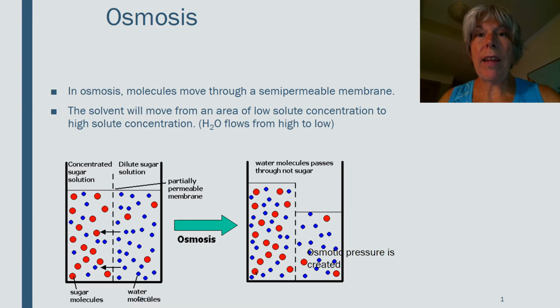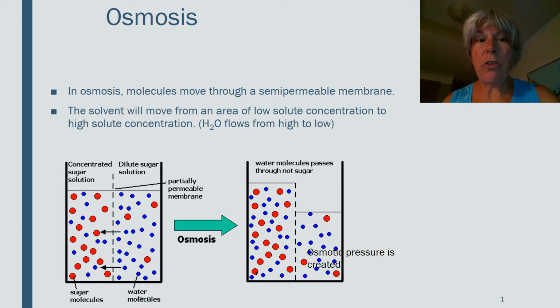A really great example of this is your skin. Your skin is a semi-permeable membrane, and some things can pass through your skin and be absorbed by your body, and some things cannot. So when we talk about the solvent in osmosis, most of the time we're talking about water. And so what the water will do is it will move from an area where there's less solute to where there's more solute. So essentially what it's doing is it's equalizing the concentration of the solute.